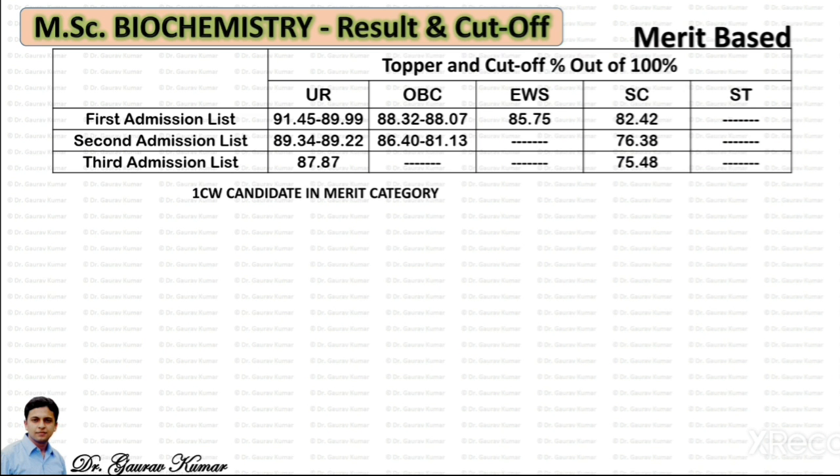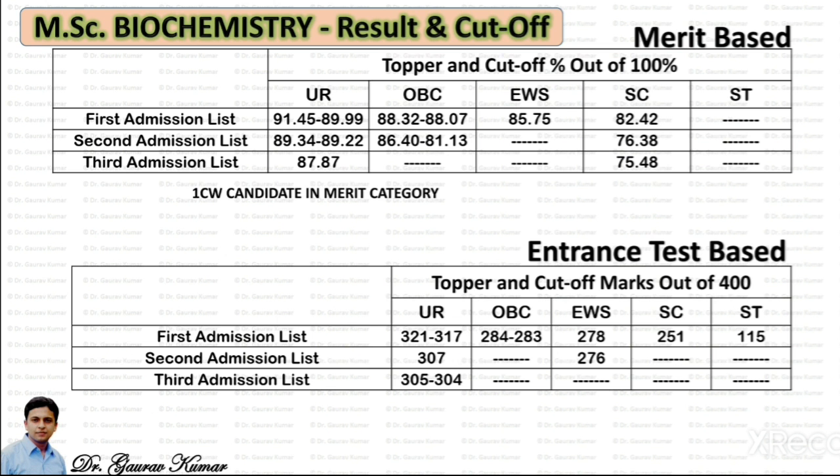Now if we see the entrance test based, there were again 3 lists in the entrance test based also, and we can see that the topper has a score of 321, and the last seat attained, in the third admission list, had a score of around 304.